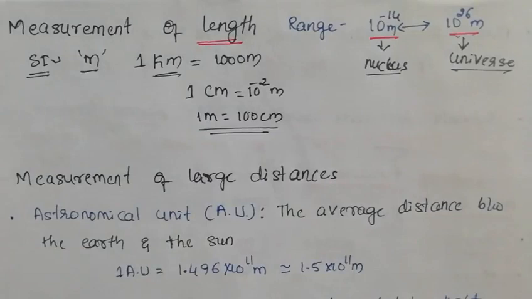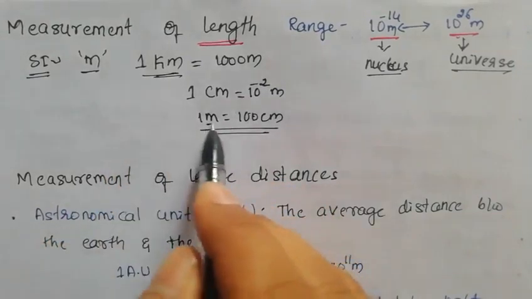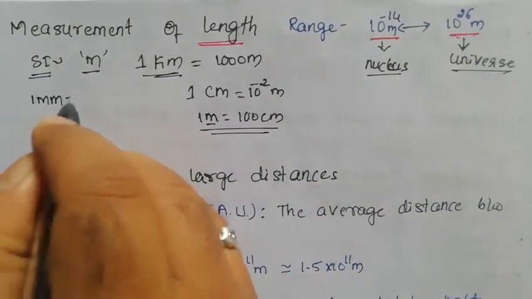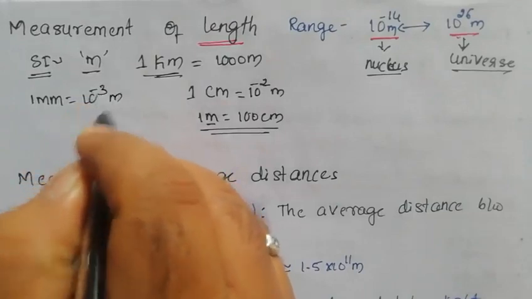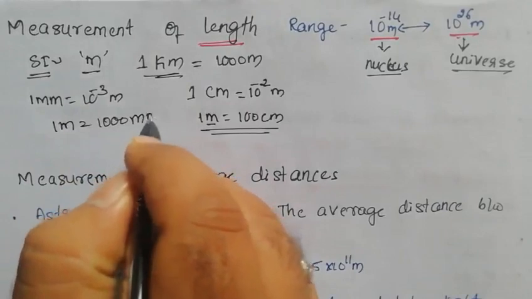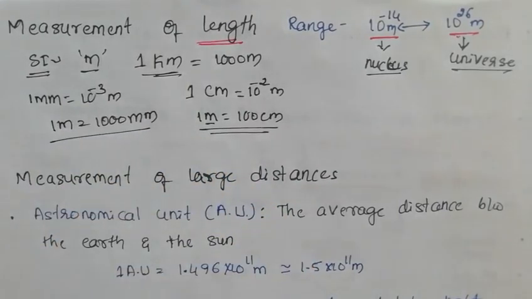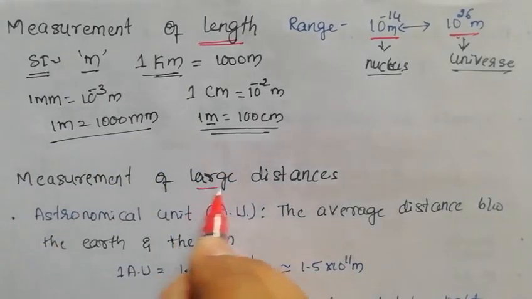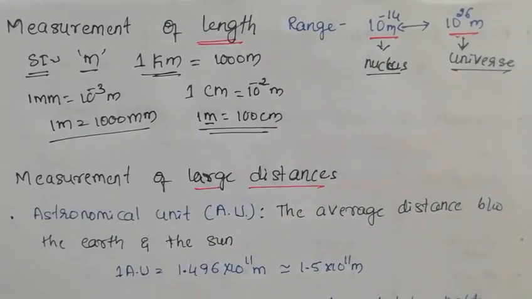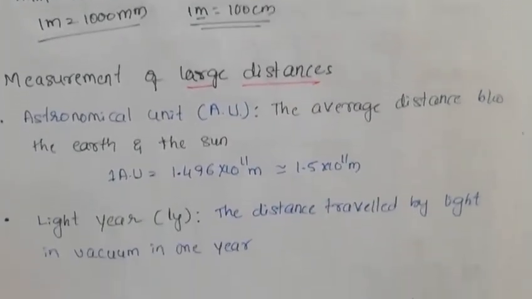Let us understand a few different units. In daily life we use kilometer, centimeter, and millimeter. 1 millimeter equals 10 power minus 3 meter, or you can say 1 meter equals 1000 millimeter. If you go to higher standards with larger distances, how do we express those large distances? Let us understand them one by one.